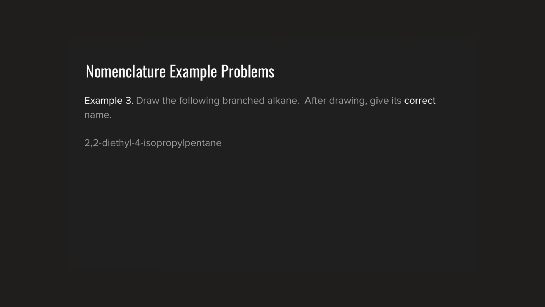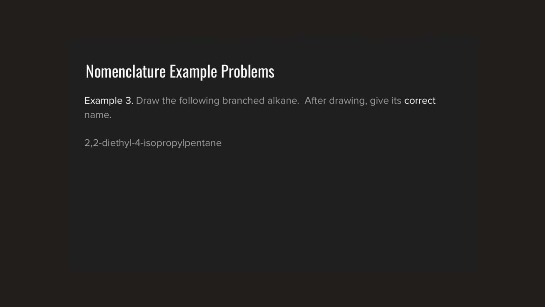All right, so here we come to kind of a cool problem. I've seen this show up on AP tests in the past here. What we're asked to do here is to draw a branched alkane given the name. But as it turns out, the original name of this particular alkane is incorrect. And after you've drawn it, I then want you to go through now and give the correct name for that particular species. So with the name they've been given here, this is 2,2-diethyl-4-isopropyl pentane.